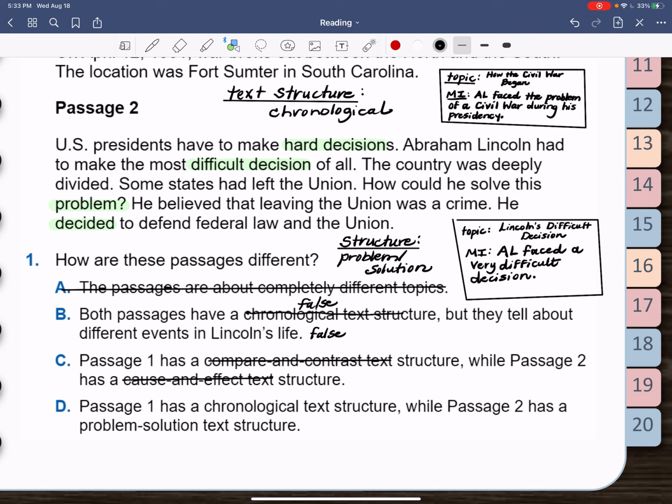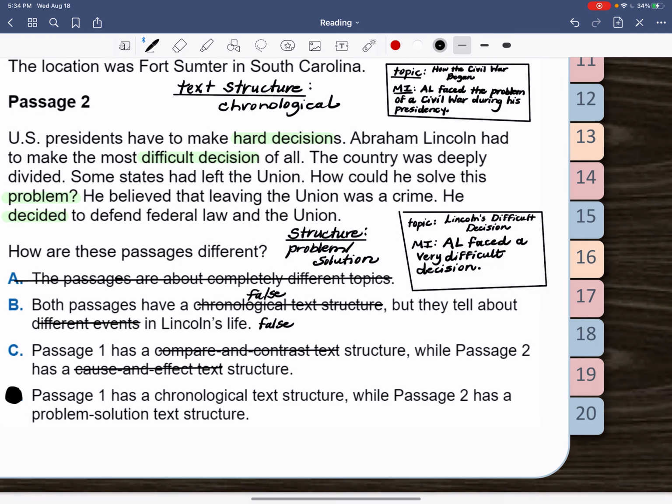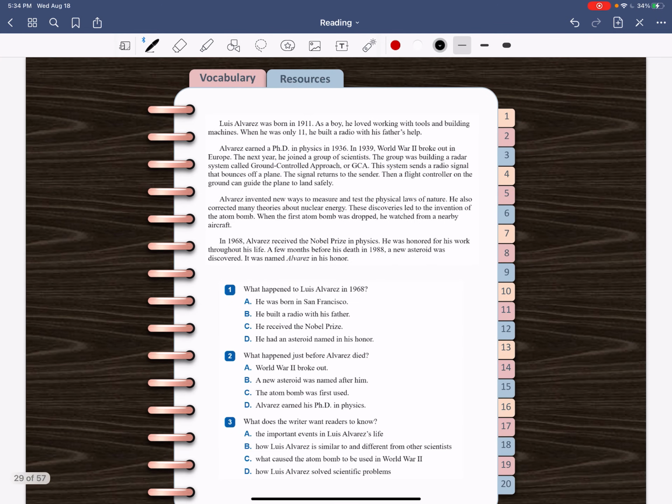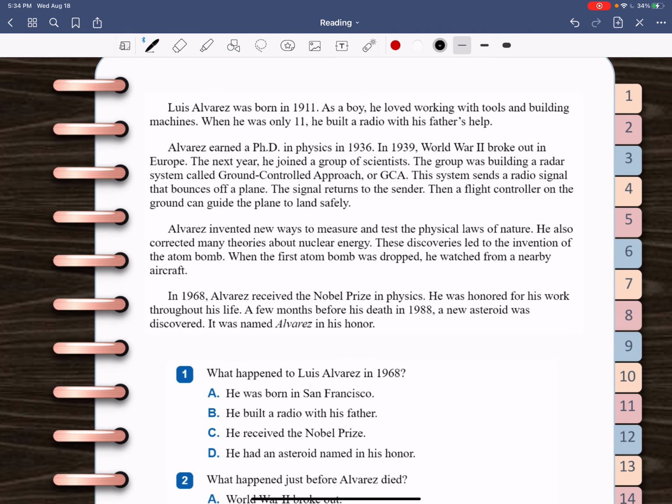Let me just do it this way. We'll mark out the parts that are not true. Passage 1 has a chronological text structure, while passage 2 has a problem-solution text structure. That's the one I want right there. Okay, moving on to page 10.